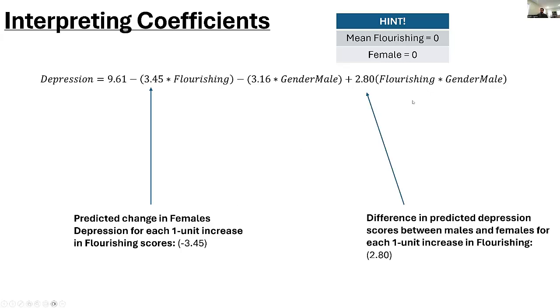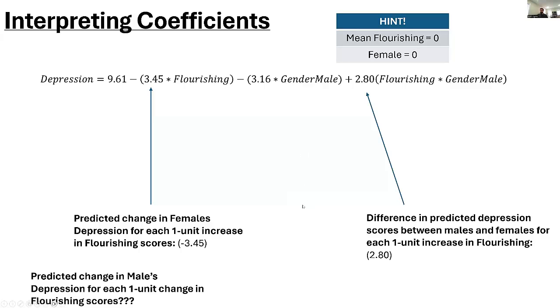And our interaction term is telling us the difference in predicted depression scores between males and females for each 1 unit increase in flourishing. So just the same as we did for the intercepts, we can use these two numbers to obtain that missing value that we don't have from the equation, which is: what is the slope for males? Same deal. Take our negative 3.45, add positive 2.8 to it, and we get negative 0.65.